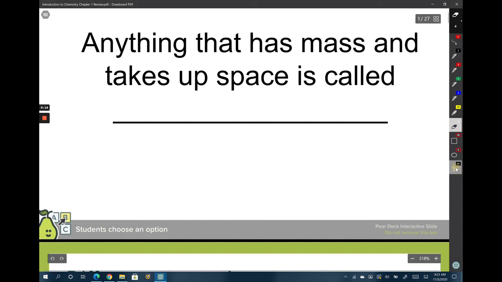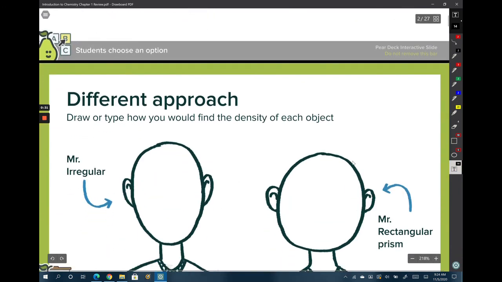If you remember from our conversations in class, and probably going back for several years in science, anything that has mass and takes up space is called matter. Anything that has mass, takes up space, is called matter.